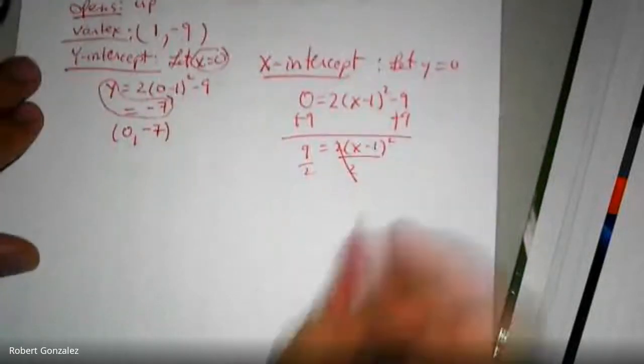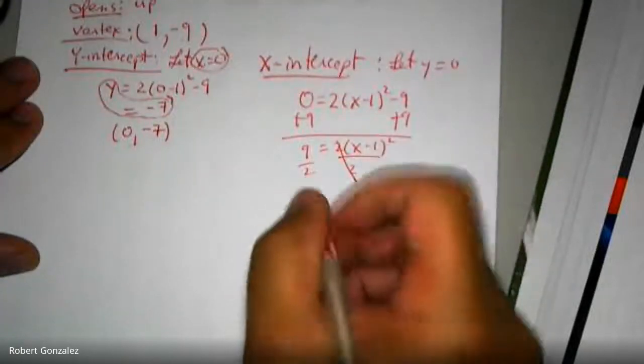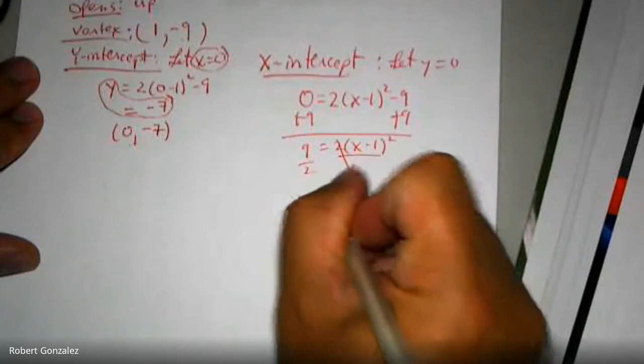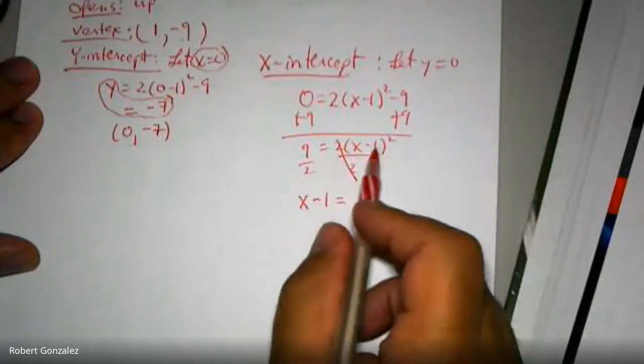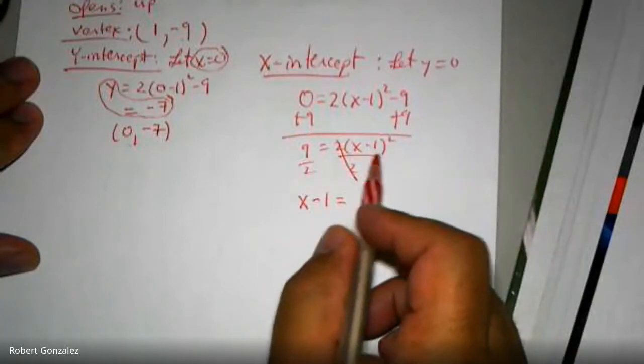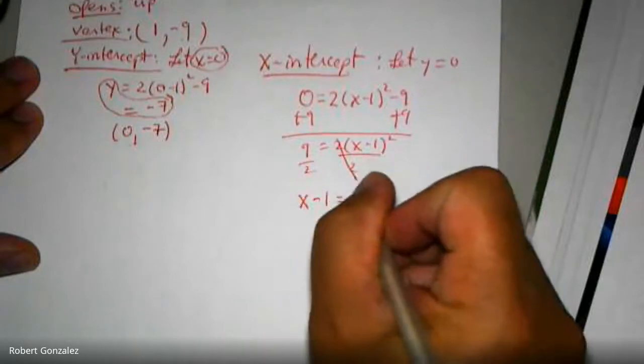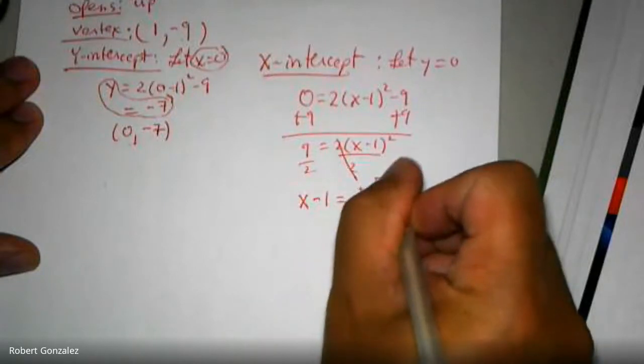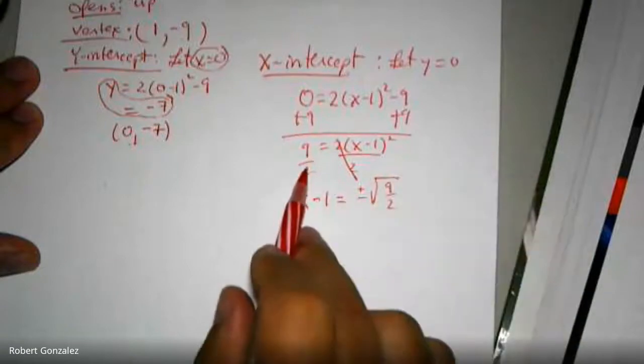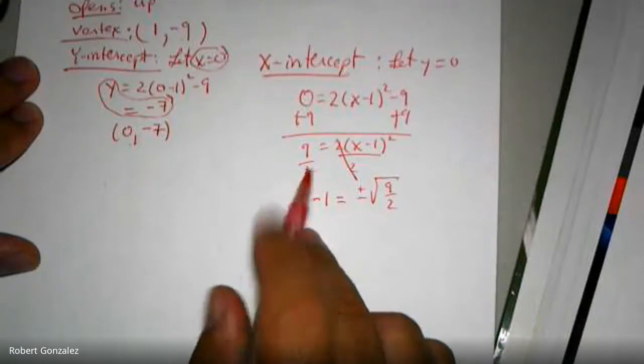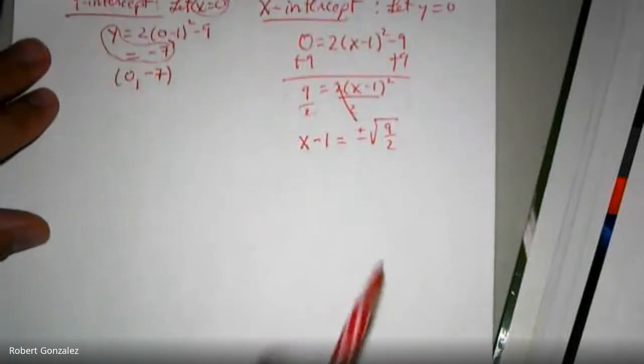I get (x − 1)² = 9/2. At this point, I need to take the square root to get rid of the parentheses. And I'm going to get plus or minus the square root of 9/2. I have to square root this side and do plus or minus. Remember, whenever you square root both sides, you have to do plus or minus. Okay?